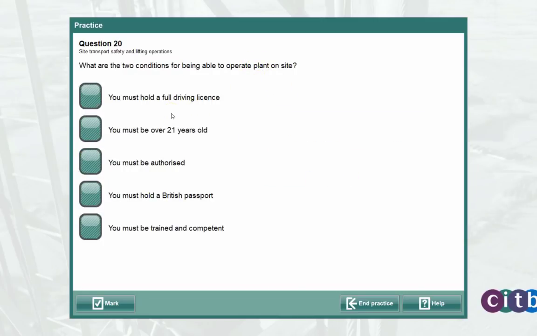What are the two conditions for being able to operate plant on site? You must hold a full driving license. You must be over 21 years old. You must be authorized. You must hold a British passport. You must be trained and competent.